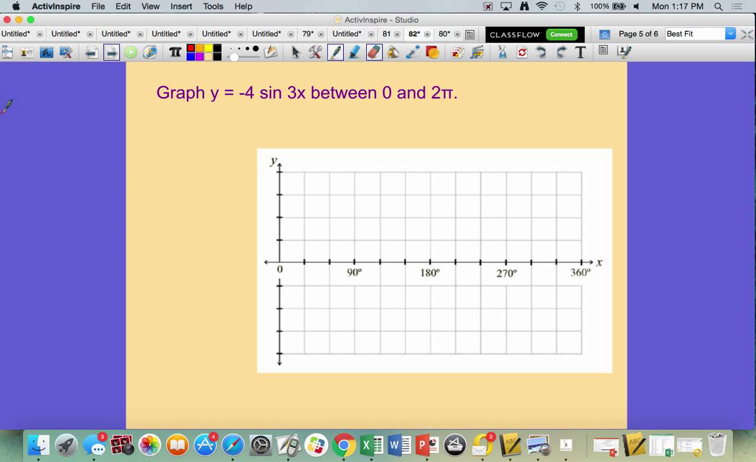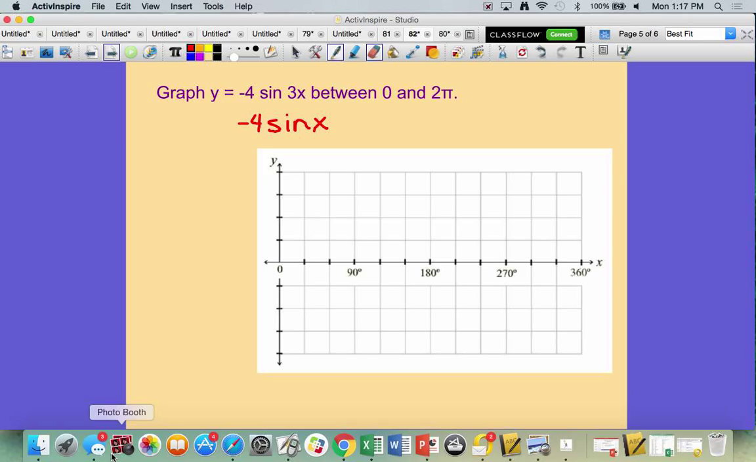Graph y equals negative 4 sine of 3x. Now, what I have come to realize is probably one of the easier ways to do it is do not graph this first. Graph negative 4 sine of x.